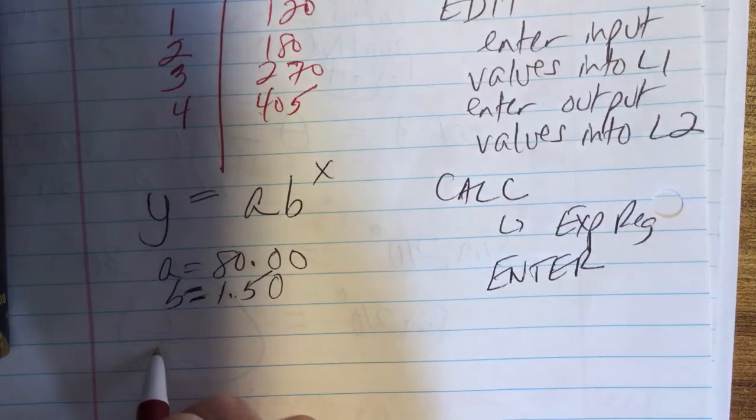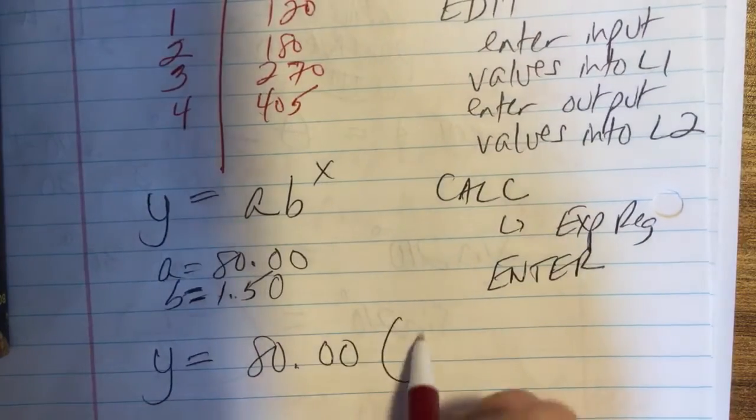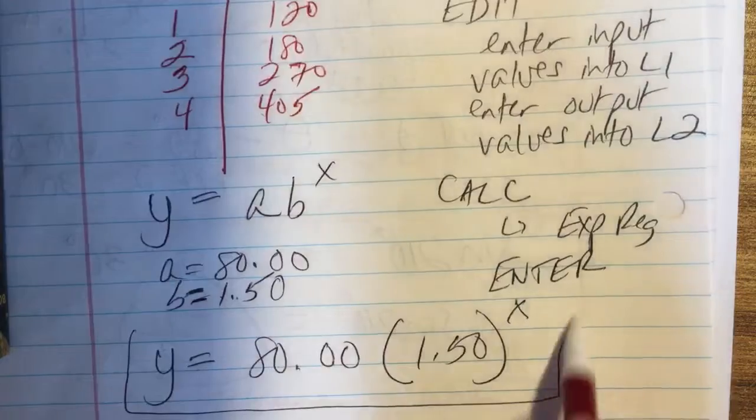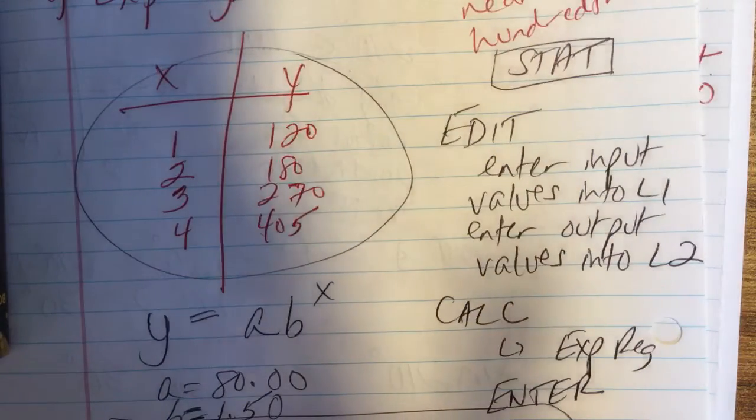And then we're going to substitute our values. So y is equal to, we're going to put our a value, we're going to open up parentheses and put our b value, and we're going to raise that to the x power. This is your equation that matches the data in this table of values using the stat menu on the calculator.